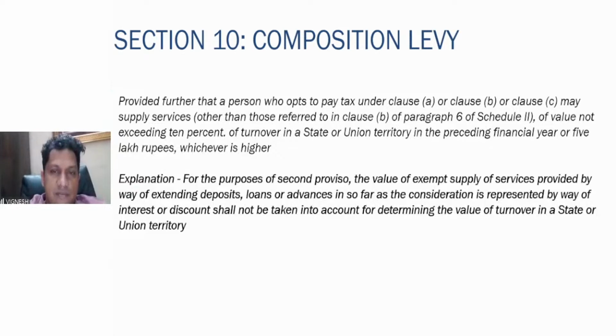Also, an explanation is given saying that in case of exempt supply, that is by way of giving loans, bankers giving loans, etc., where the consideration is interest or discount, that amount shall not be taken into consideration when determining the value of the turnover in the state or the union territory, right?